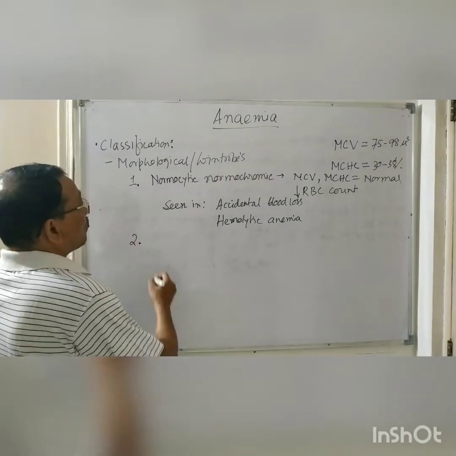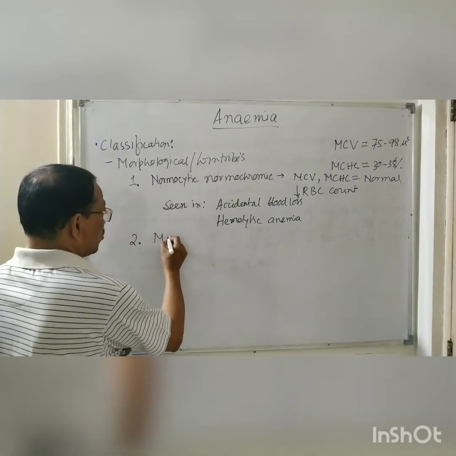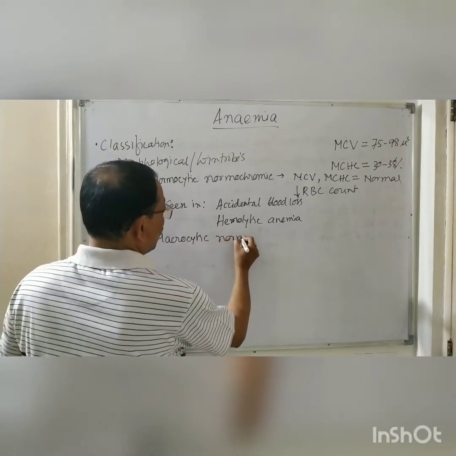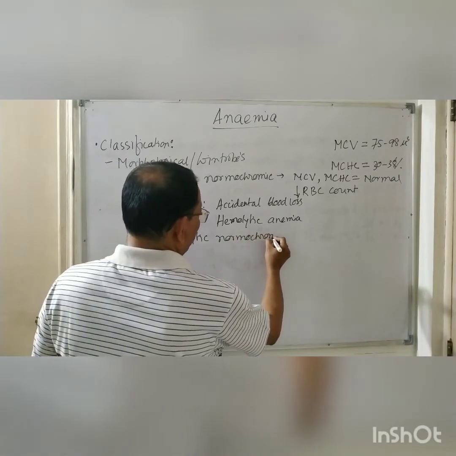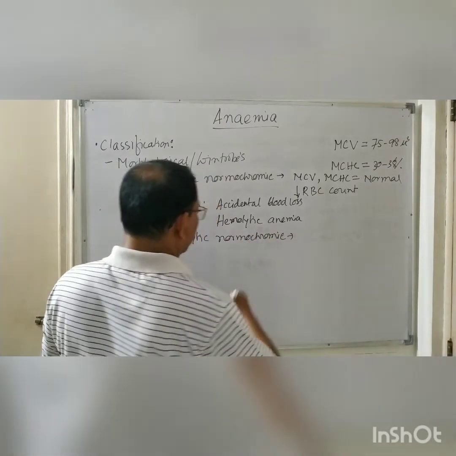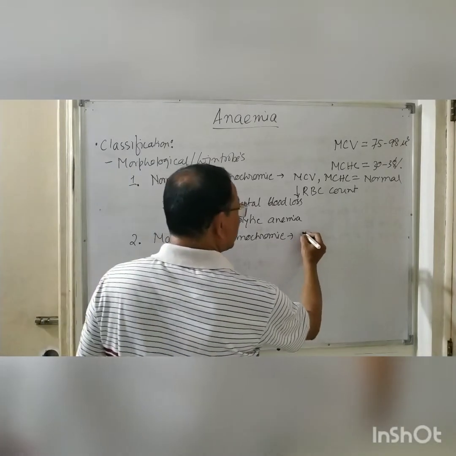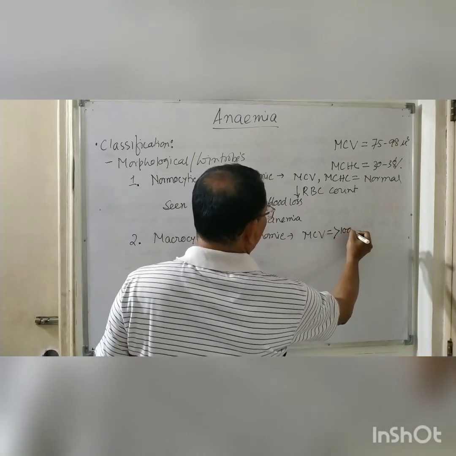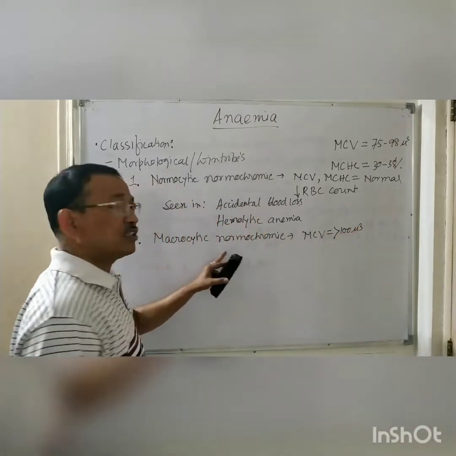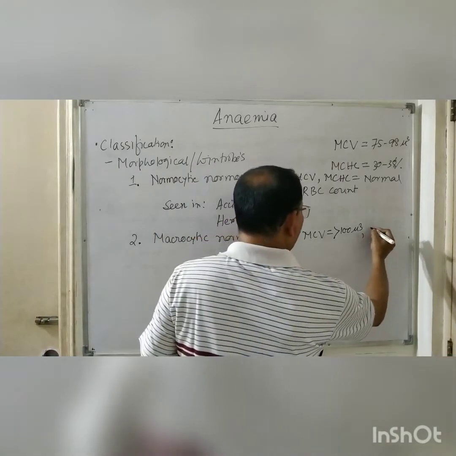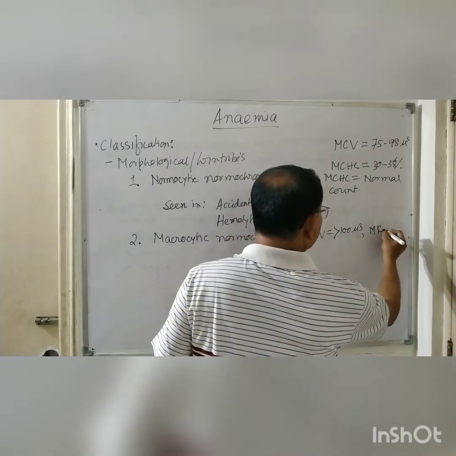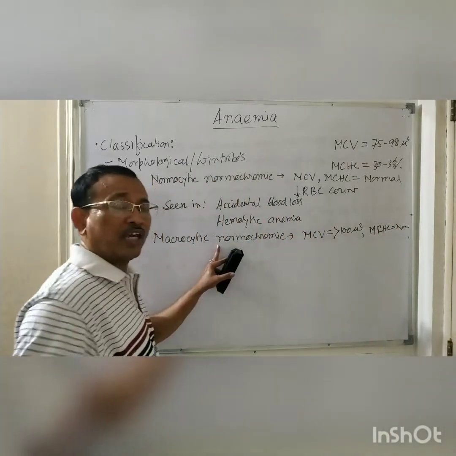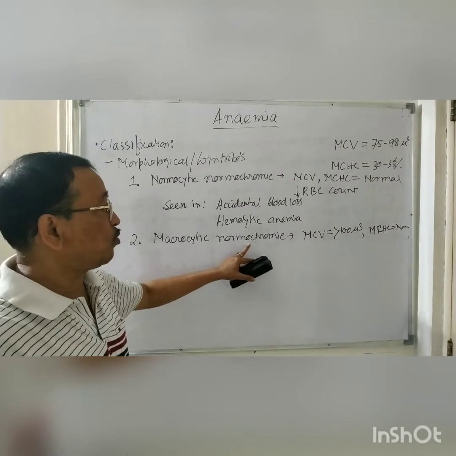The second type of morphological classification is known as macrocytic normochromic. So in this case, it is macrocytic: MCV is greater than 100 cubic micron. MCV is more, but MCHC is normal. This is why it is normochromic.